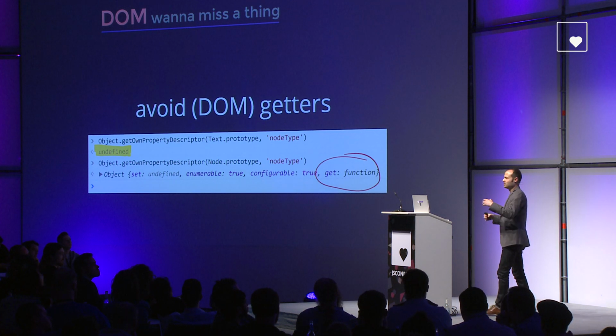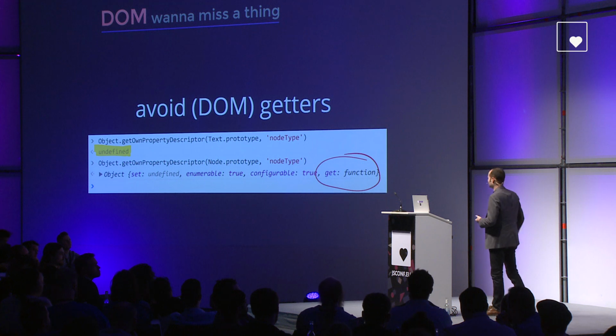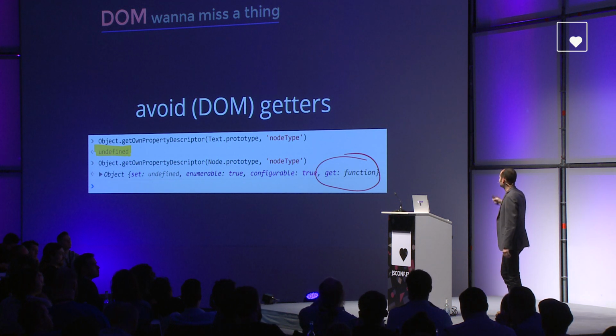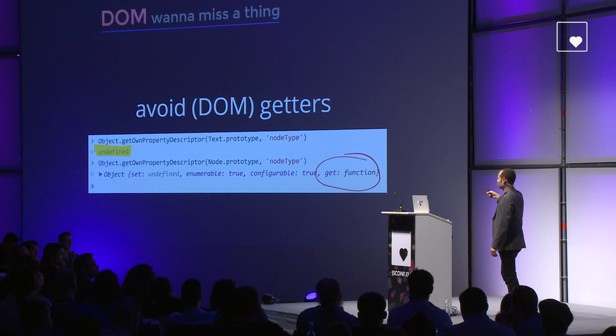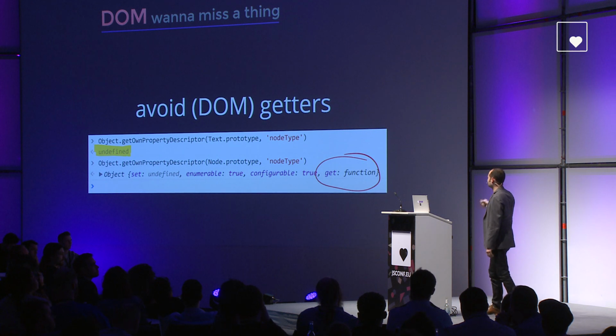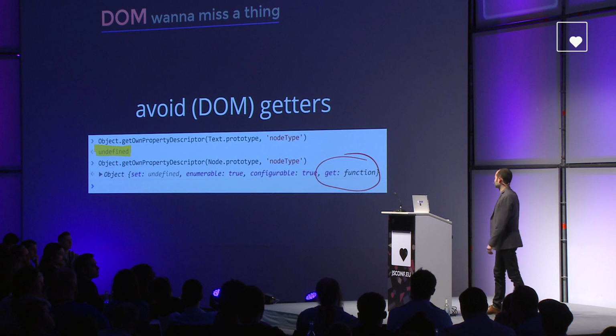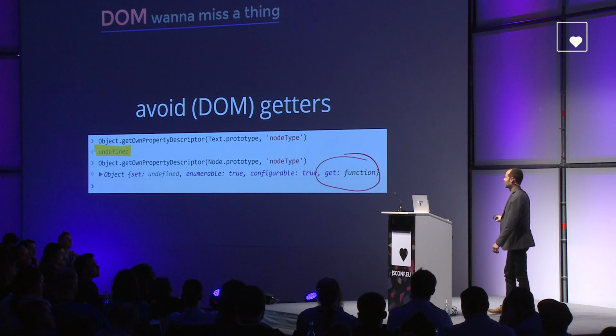Text node.nodeType should be the integer 3, which is the corresponding type. It's actually undefined on the text prototype, which is a little bit counterintuitive. It's defined on the node prototype, which is what text inherits from, and it's a getter. And this is a huge red flag that I have highlighted as a red flag.